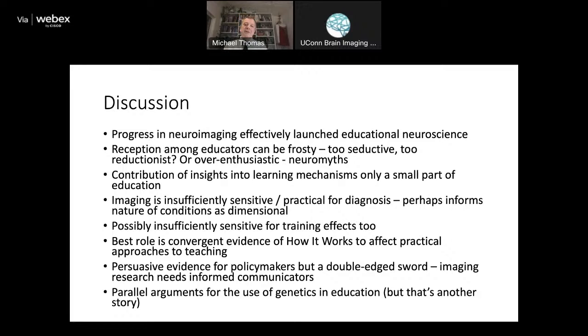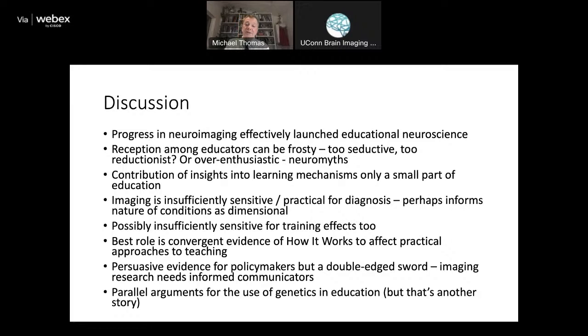Imaging is probably insufficiently sensitive or practical for diagnosis. Possibly not really sensitive enough for training effects either. For me, the best role is really to tell you how things work, and to give you clues about how that can affect practical approaches to teaching.